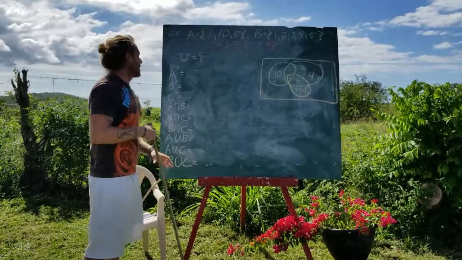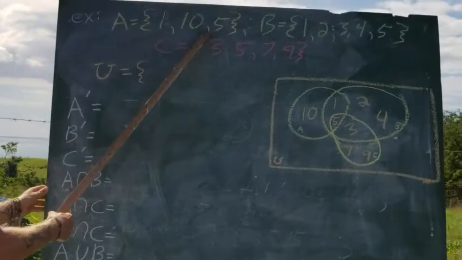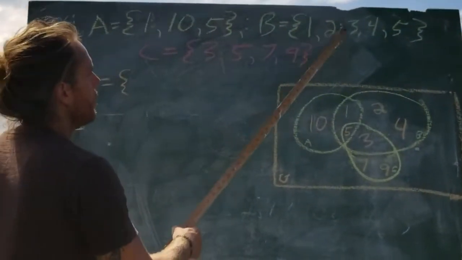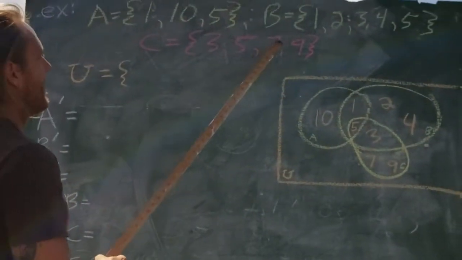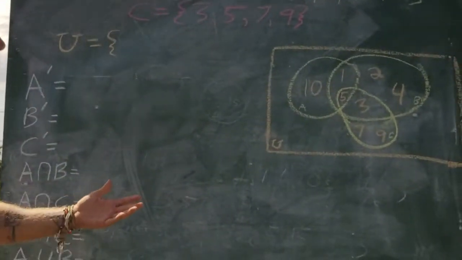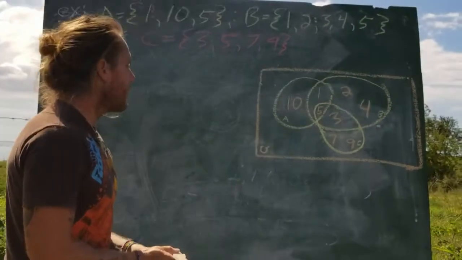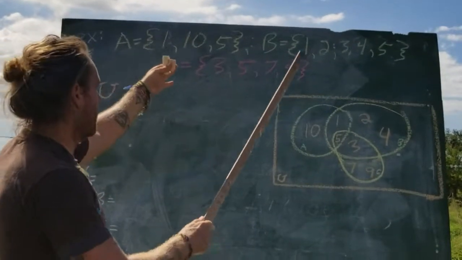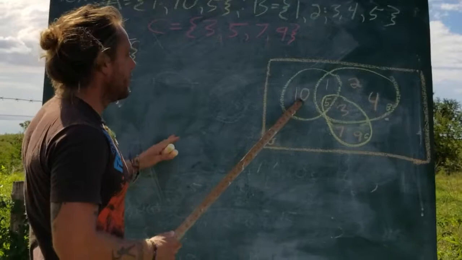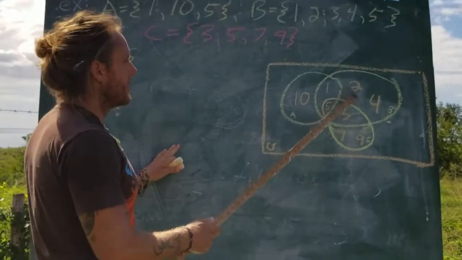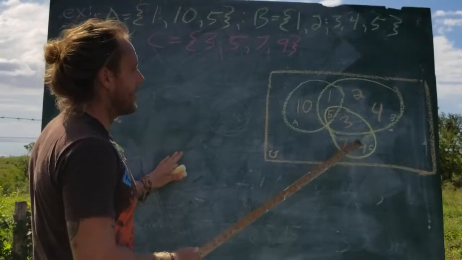So for this example's sake, let's set A consists of the elements 1, 10, and 5, B the elements 1, 2, 3, 4, and 5, and C the elements 3, 5, 7, and 9. I've taken the liberty to draw the Venn diagram that could represent this. You'll notice by observing these and the Venn diagram that A has an element unique to it, 10, B has two elements unique to it, 2 and 4, and C has two elements unique to it, 7 and 9.